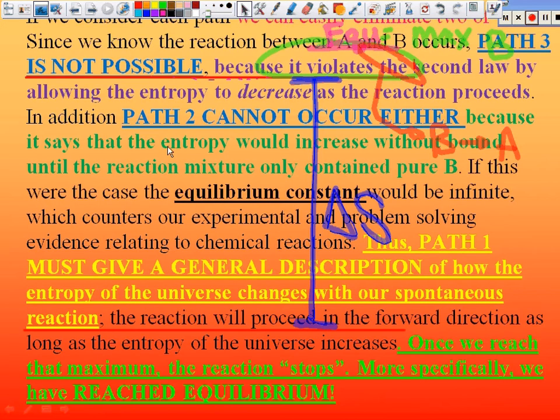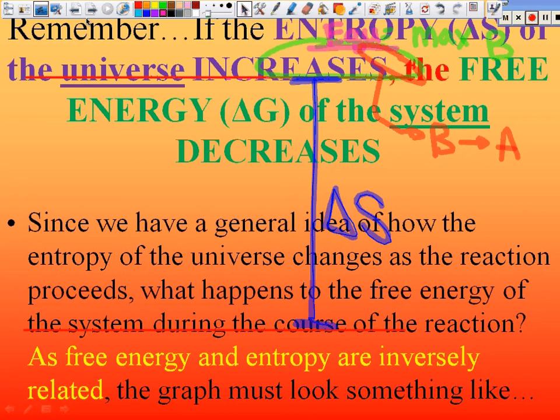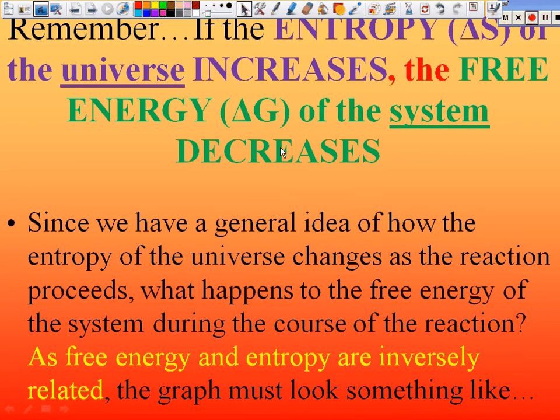All right. So remember, if the entropy of the universe increases, the free energy of the system decreases. All right, so pause right there. If the entropy is increasing, is that what nature wants? Yes. If the free energy of the system is decreasing, is that what nature wants? Yes, because you're utilizing the energy to push things farther apart, to make it become more disordered. So, in essence, you have a positive delta S, right? That's what we want.